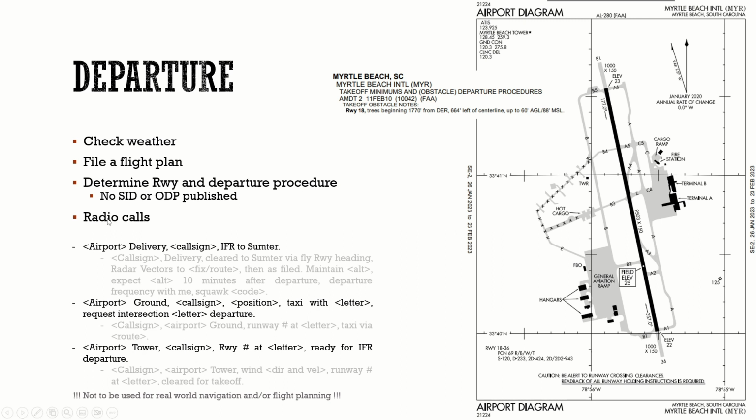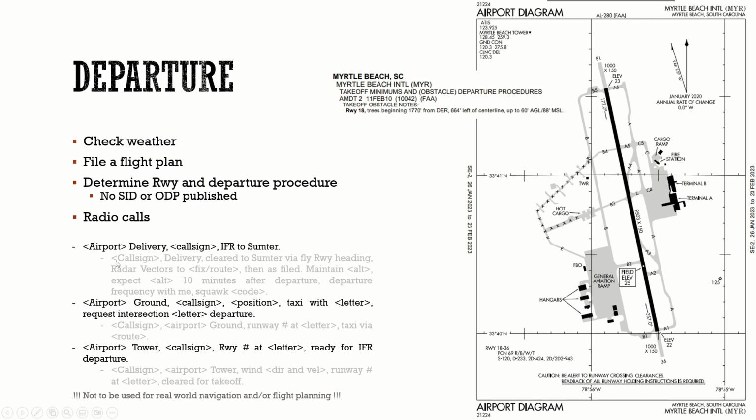Radio calls. I will just mention what to expect if we have ATC, because if we don't have an ATC, we just treat it as self-announced stuff like VFR flight from the uncontrolled field or untowered field. So we would do something like that. It would be clearance delivery, November 123 Alpha, 123 Alpha Bravo, IFR to Sumter.